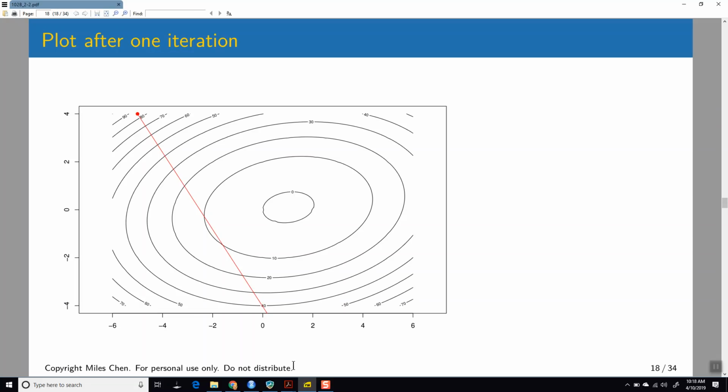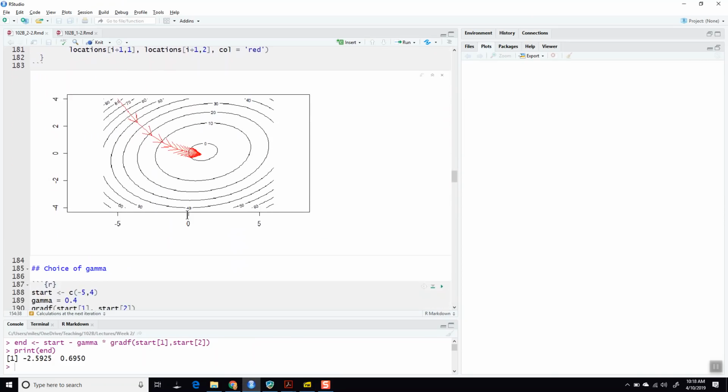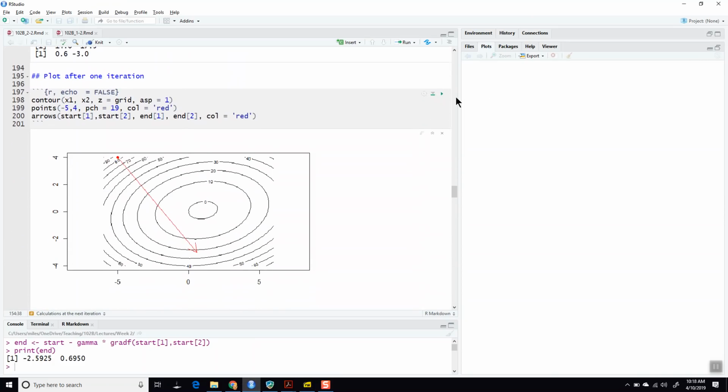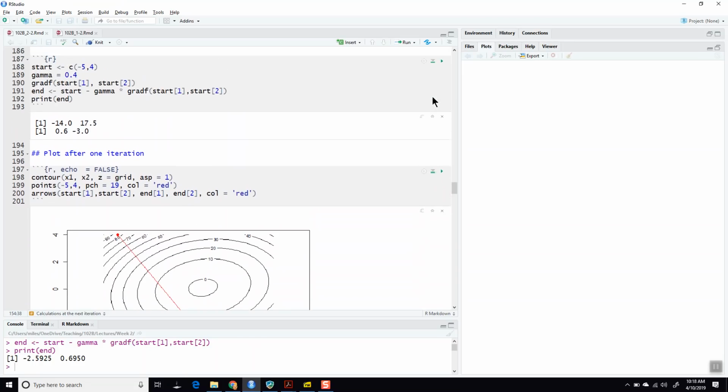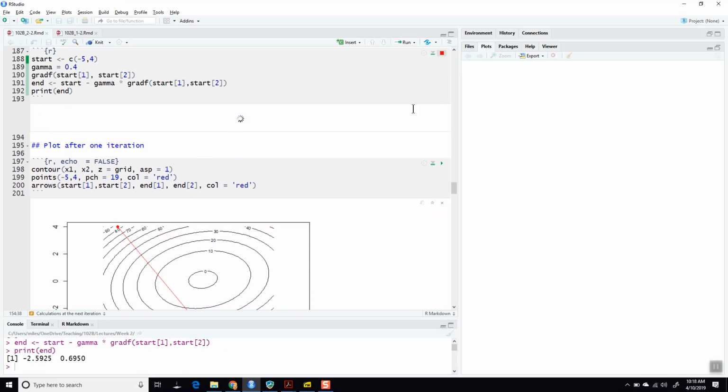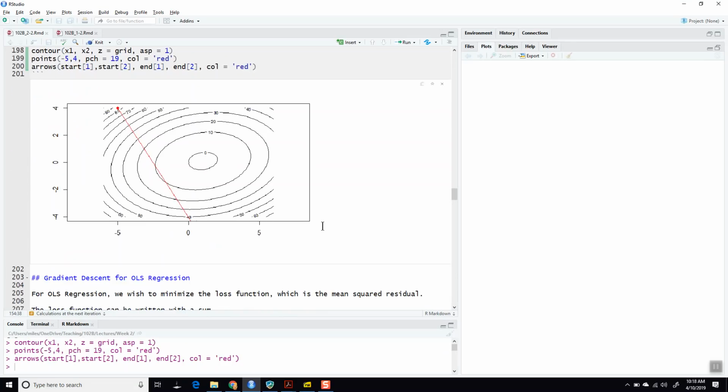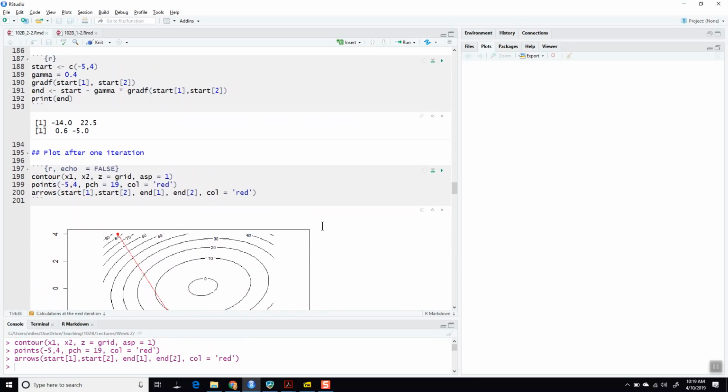Similarly, if I start off at 4 and I subtract off 0.4 times 22.5, I end up at -5. And so that actually gets thrown off of the plot here. So I'm overshooting where I want to end up being. So I end up overshooting there.